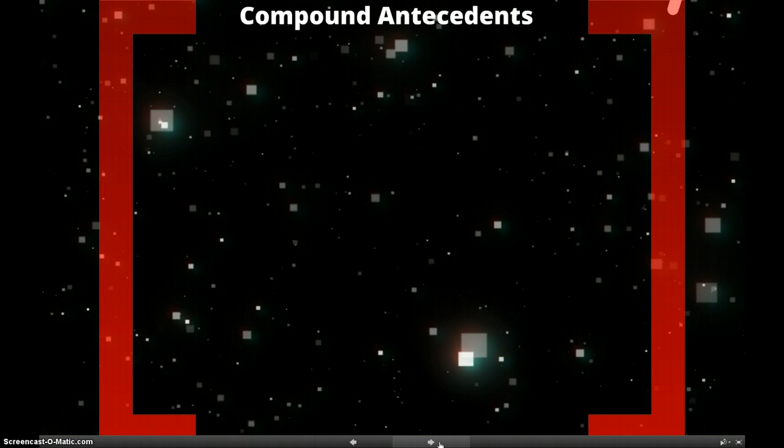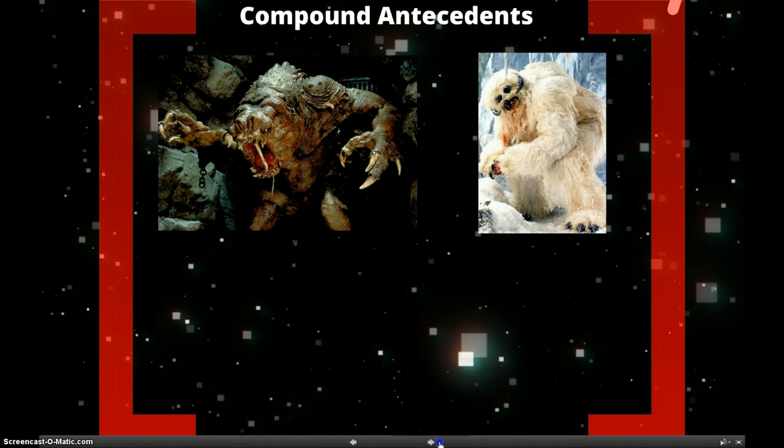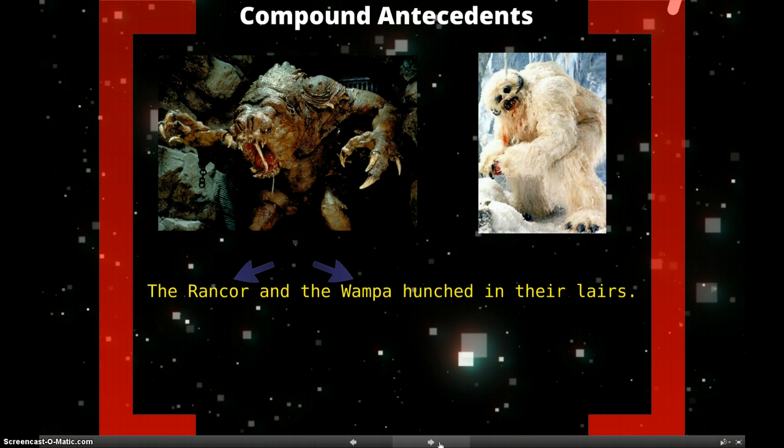So moving on, compound antecedents. Here we have two monsters from Star Wars, the Rancor and the Wampa. So the Rancor and the Wampa hunched in their lairs. Just like with subject-verb agreement, compound antecedents and compound subjects in that case are the same. So we have the Rancor and the Wampa joined by the coordinating conjunction and. So both of these are antecedents, and it makes it plural, even though each one individually is singular. So that's why we have the plural pronoun there.